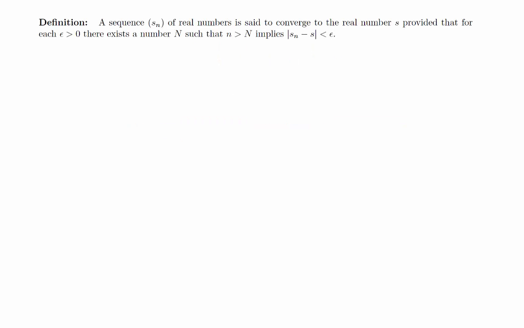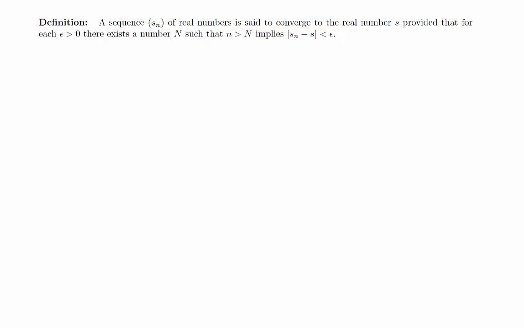Definition: a sequence s_n of real numbers is said to converge to the real number s, provided that for each ε > 0, there exists a number N such that n > N implies that |s_n − s| < ε. In this definition, epsilon is what we use for "very close," and capital N is what we use for "very large." Basically, this says that no matter what tiny distance you pick, if we go far enough into the sequence, then every single value beyond that point is closer than that to the limit.